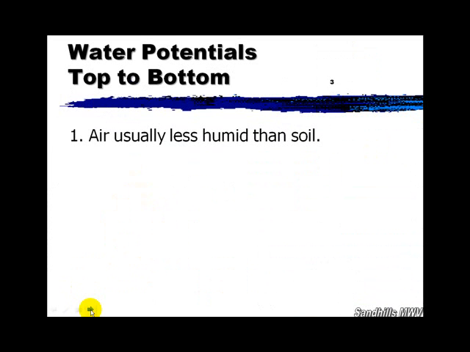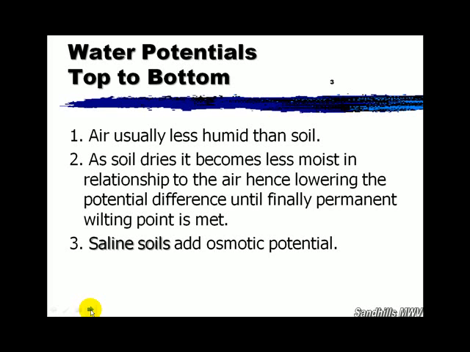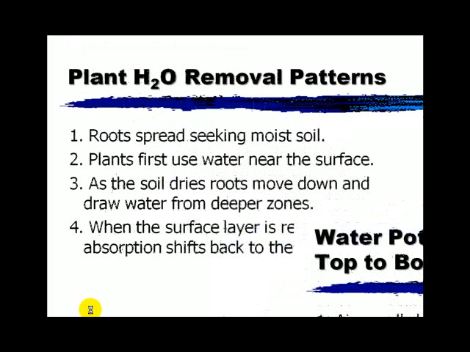So air is going to be less humid than the soil. As the soil dries, it becomes less moist in relationship to the air, lowering the potential differences until finally permanent wilting point is met, at -15 bar. Salt soils add osmotic potential, which makes it more difficult. The salt pulls against the plant, making it more difficult to move water up into the plant. That's probably a reason we don't have huge giant trees growing in salty soils: the plants can't overcome that potential difference to get to those great heights of a giant sequoia tree.